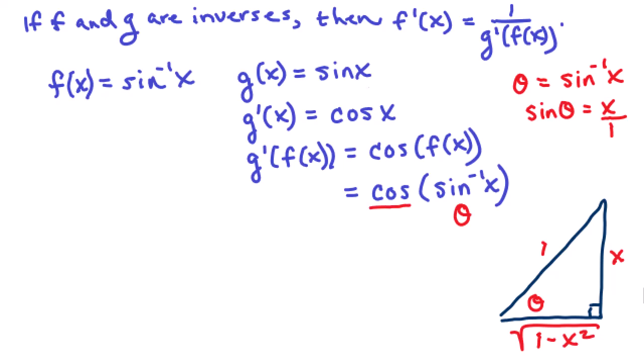We want to figure out the cosine of the angle. So now I'm going to write cosine of theta, and that is adjacent over hypotenuse. Our adjacent side is the square root of 1 minus x squared, and the hypotenuse is 1. So we get the square root of 1 minus x squared over 1, and that just simplifies to the square root of 1 minus x squared. So the cosine of the inverse sine of x is the square root of 1 minus x squared.